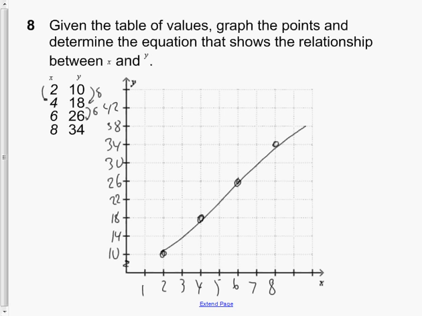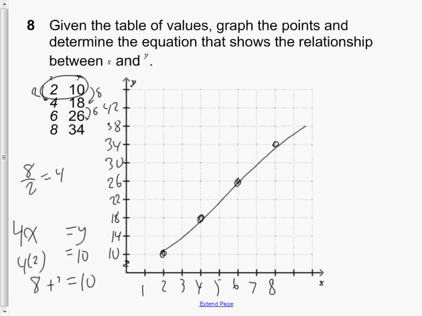The difference here is 2. So 8 divided by 2 means my coefficient will be 4. So I write down x and y, and I put 4 here. Substitute your first pair. See if they're equal. They're not equal, but a constant of 2 will keep them equal. So that's your equation that defines every point on this line.